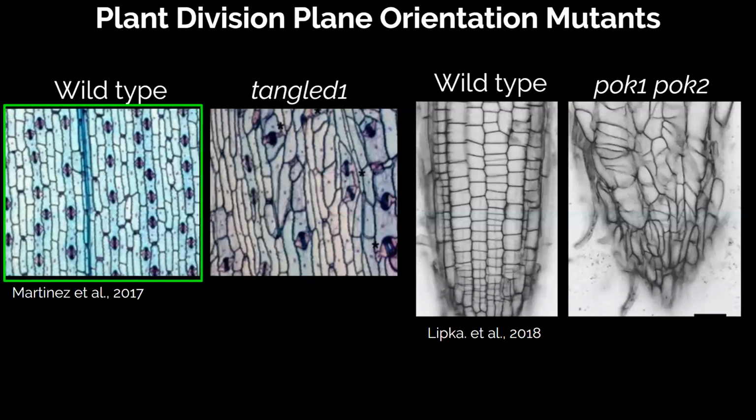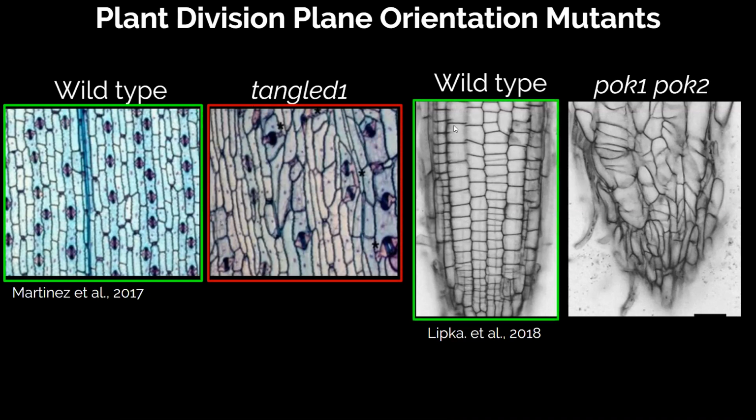In this first panel is a TBO stain of wild type, or normal, maize epidermis. What you'll notice is that the cells have very regular shapes, and overall the tissue is pretty well organized. Here is an example of a maize division plane orientation mutant, which is mutant in the tangled 1 gene. As a result of these misplaced divisions, you get unusual cell shapes, and you can see that the overall organization of the tissue is defective as well.